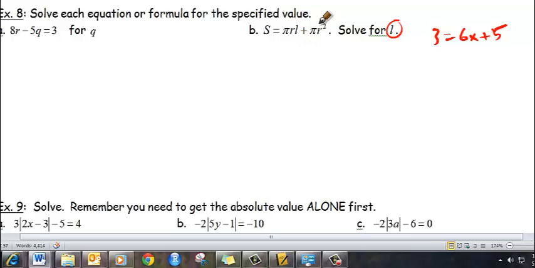So we've got to get everything away from the L. So we're going to move over the pi r squared. And we get s minus pi r squared equals, because you can't subtract these, they're not like terms, so you just write it. What's s minus this? Well, it's just s minus this. So pi r l, and then to get the l by itself, we've got this pi times r in front of it, so we're going to divide by pi r.